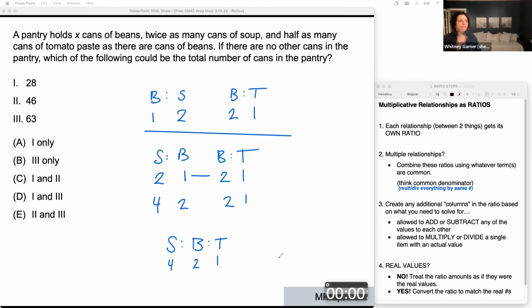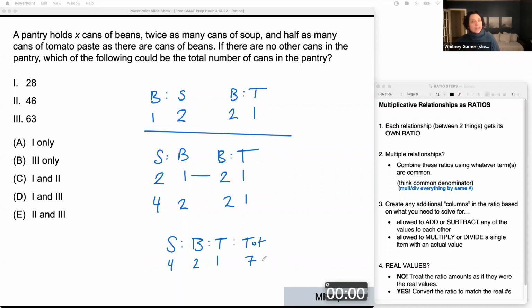Now it says, which of the following could be the total number of cans? So first off, I need a total number of cans column. And my total number of cans column would be 4, 5, 6, 7 cans of soup. Now with no other information, all I know is that this is the reduced form of my ratio. I can't reduce any of these numbers any lower and still have a whole number of cans.